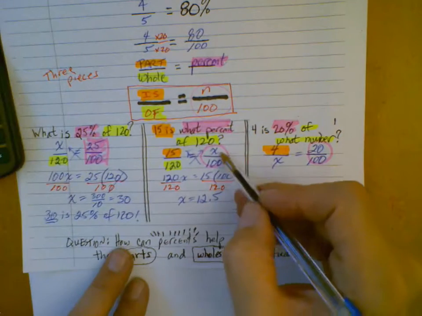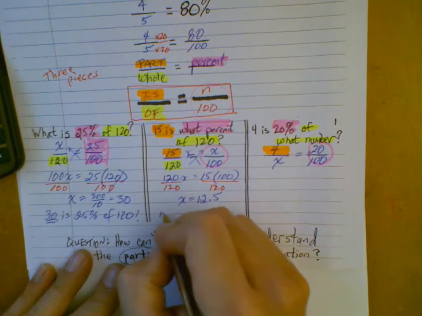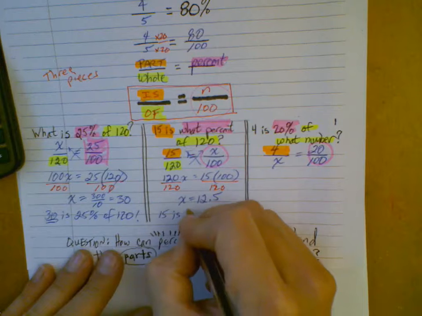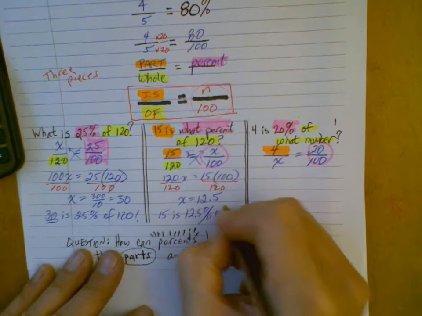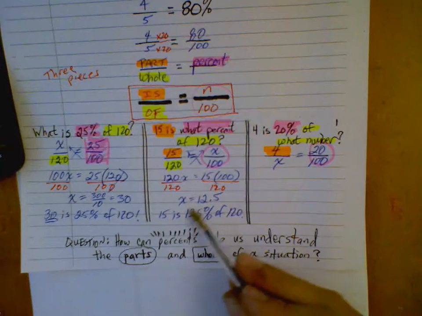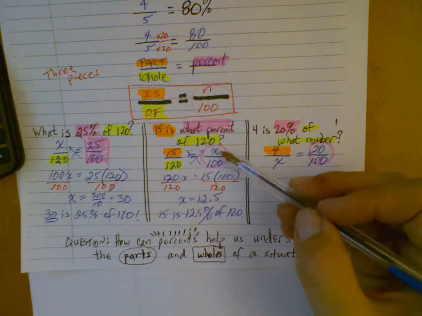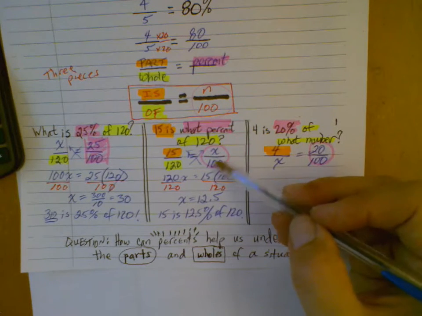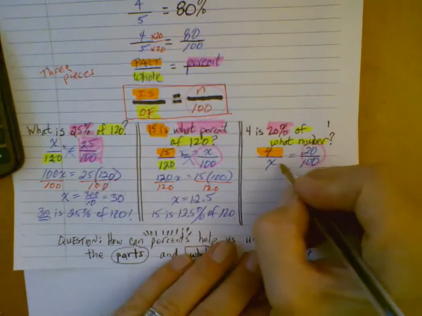So that's 12 and 5 tenths. That goes right here, so it's out of 100. So 15 is 12.5% of 120. Right? It's the percentage. The answer here is a percentage because when I put the 12.5 back up here, I have 12.5 over 100, and anything out of 100 is a percent. 12.5%.